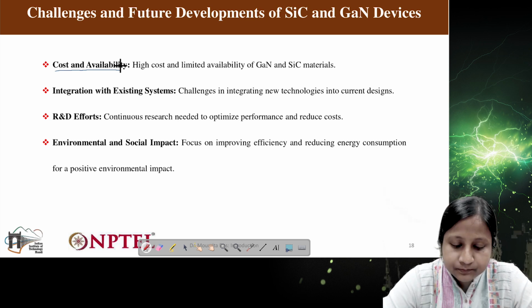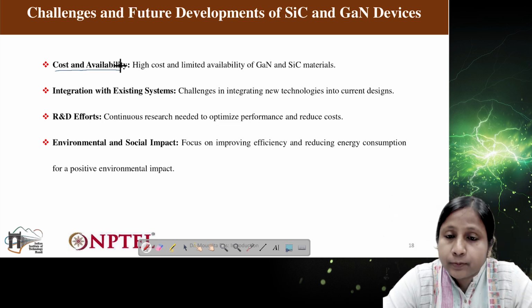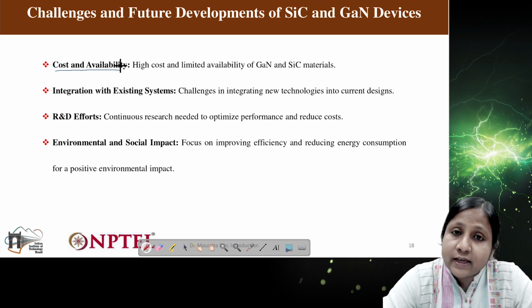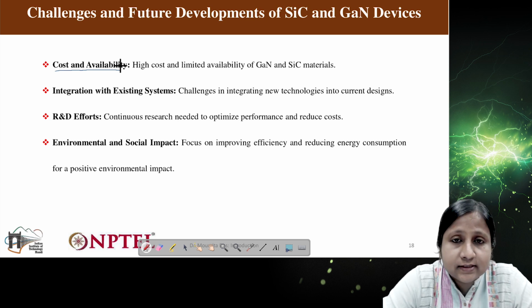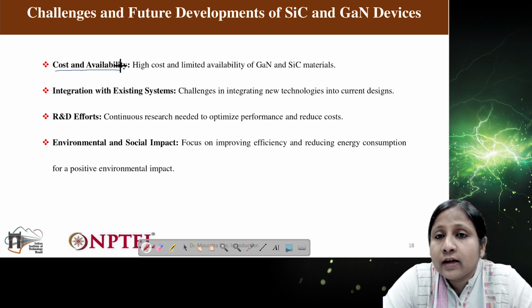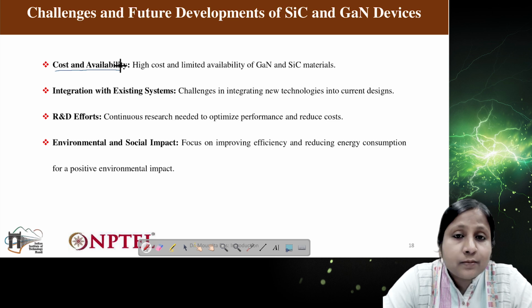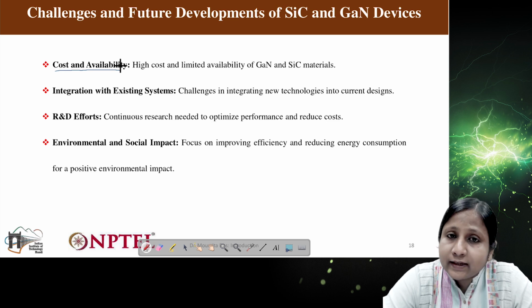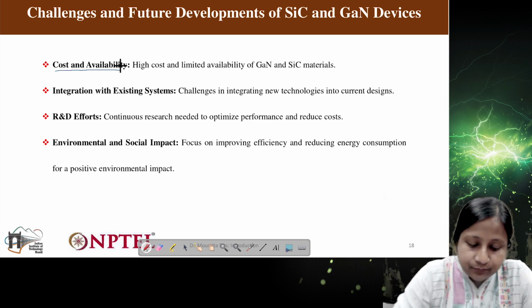Now the second thing is integration with existing systems. These devices are new, so they have a new design, and they cannot be integrated directly with the existing system. Let's say for GaN, GaN has different gate drive requirements. So the drivers currently available for silicon devices we cannot directly use for GaN applications. So it cannot be directly integrated into the existing system. This is another challenge.